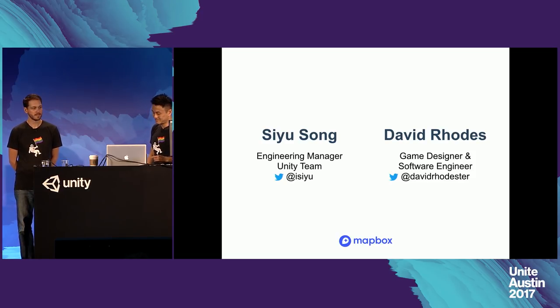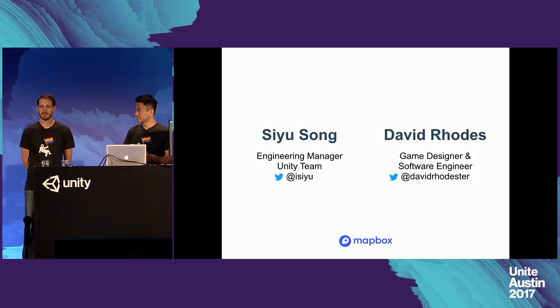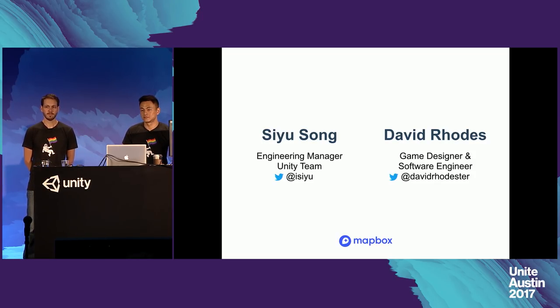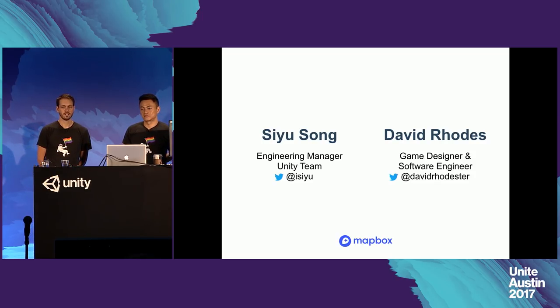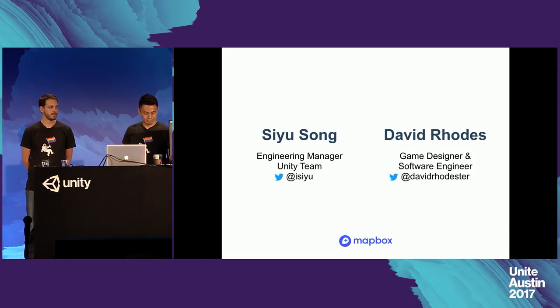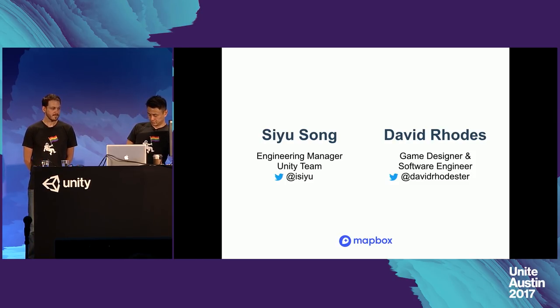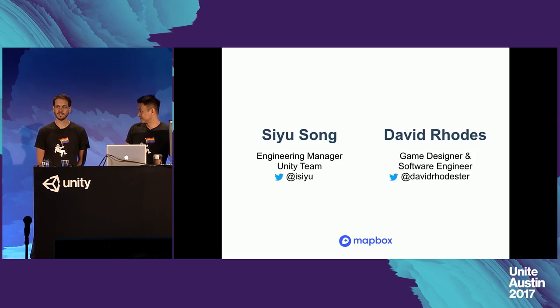And I'm David Rhodes. I'm a software engineer at Mapbox working on the Unity SDK and building out demos to show what's possible with Mapbox and emerging technologies and new types of data. My background is in visual effects and video game development. I've worked at a couple major studios like LucasArts and Activision, Disney, things like that. So I'm excited to be here today to share some cool augmented reality stuff with you.